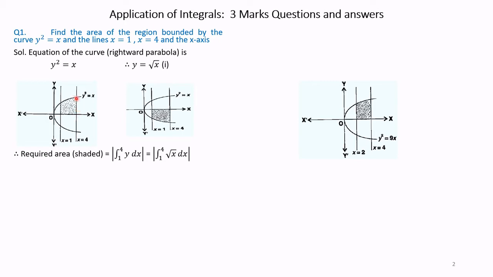the mod of the integral from 1 to 4, where x equals 1 is here and x equals 4 is here, of y dx, and we have to substitute the value of y. y equals root x as per equation 1. So the given expression becomes the mod of the integral from 1 to 4 of root x dx.